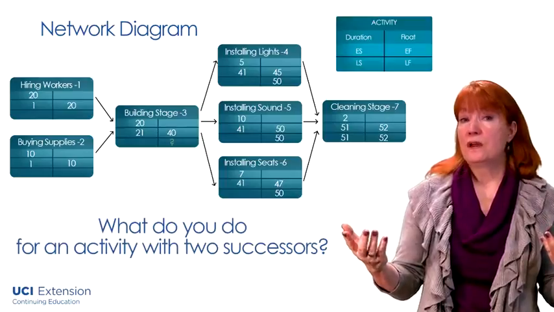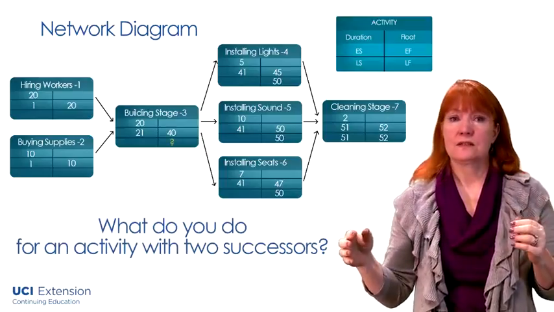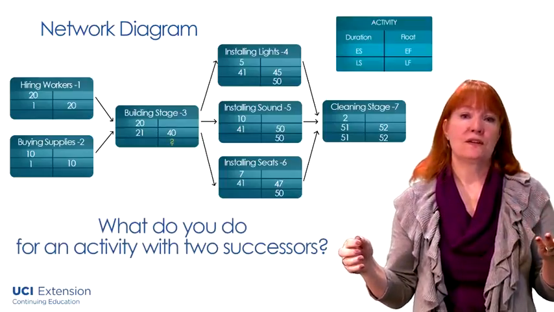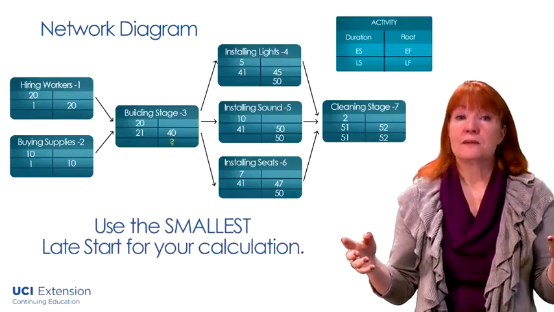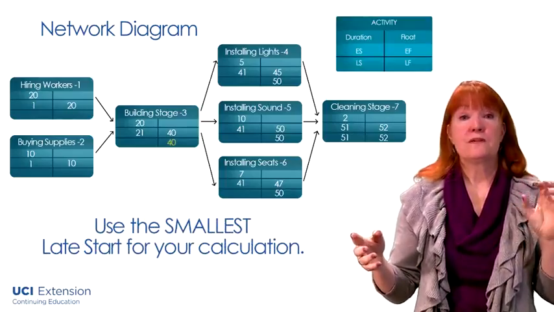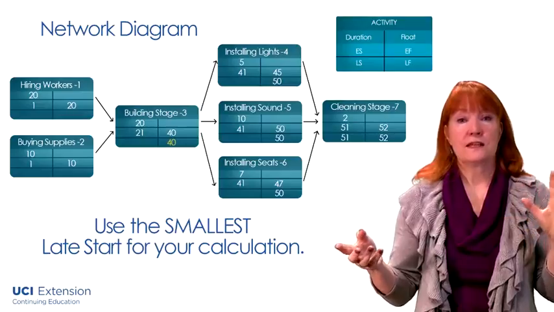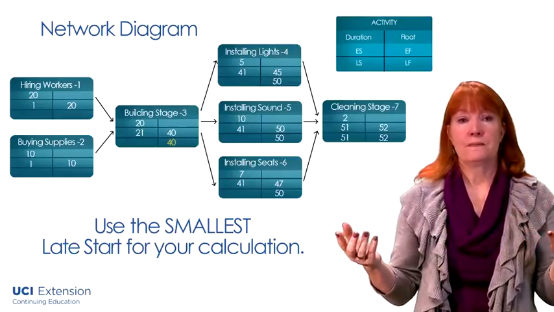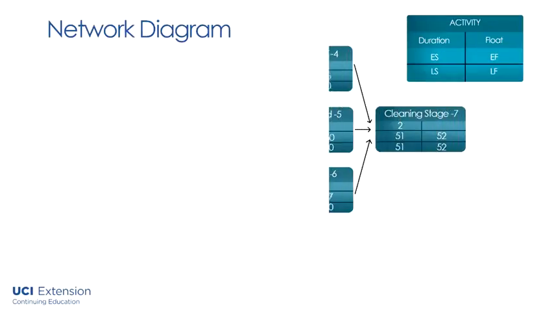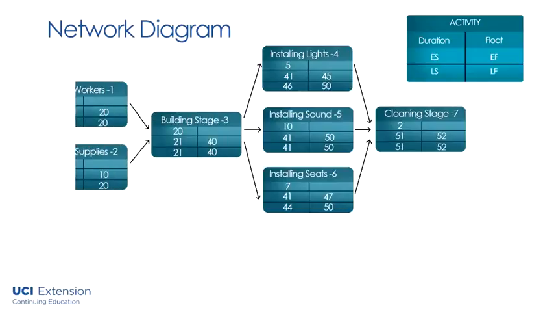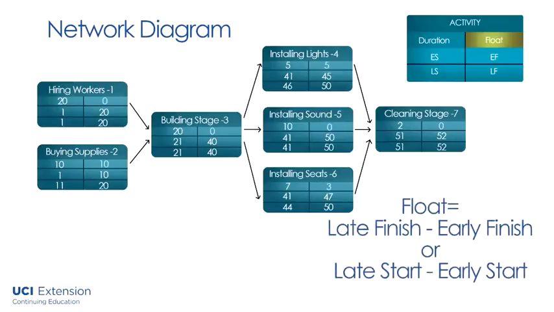What should you do if you have an activity with 2 successors? Which late start will you use for your calculation? Use the smallest one. You would not purposely create a situation in which you select the latest finish for your work. You use this information and you complete your backward pass. And then you're ready to calculate your float. And your float is equal to the late finish minus the early finish or the late start minus the early start. Both are going to provide you the same answer.